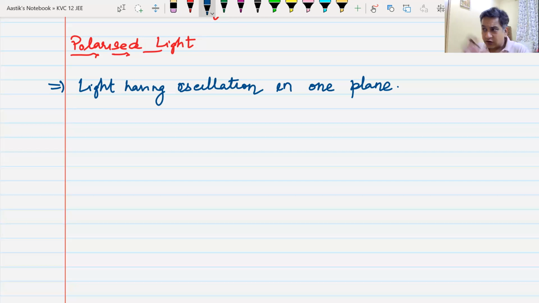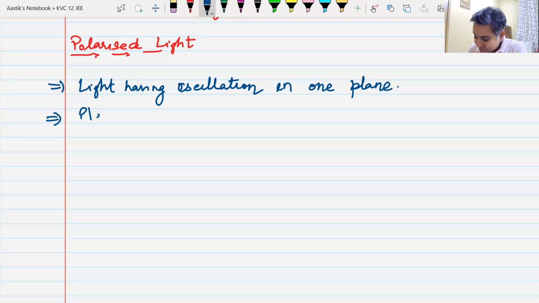So we must cancel all the other oscillations. If it is oscillating along the y-axis and z-axis, we cancel all the oscillation along the z-axis. We only have oscillation along the y-axis. Or we cancel all the oscillation along the y-axis, and we have oscillation only along the z-axis. That becomes your plane polarized light. Do we understand this? Yes, sir. There are certain things that you must remember about this. So we'll write this.